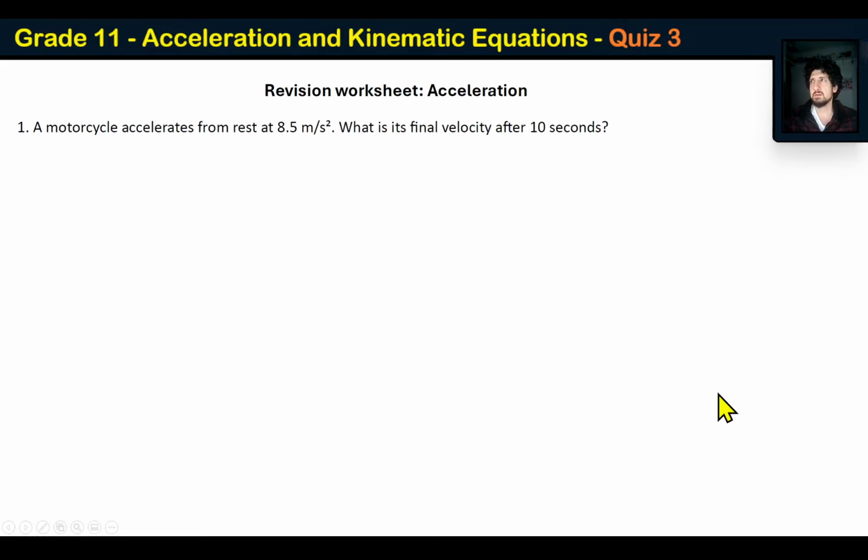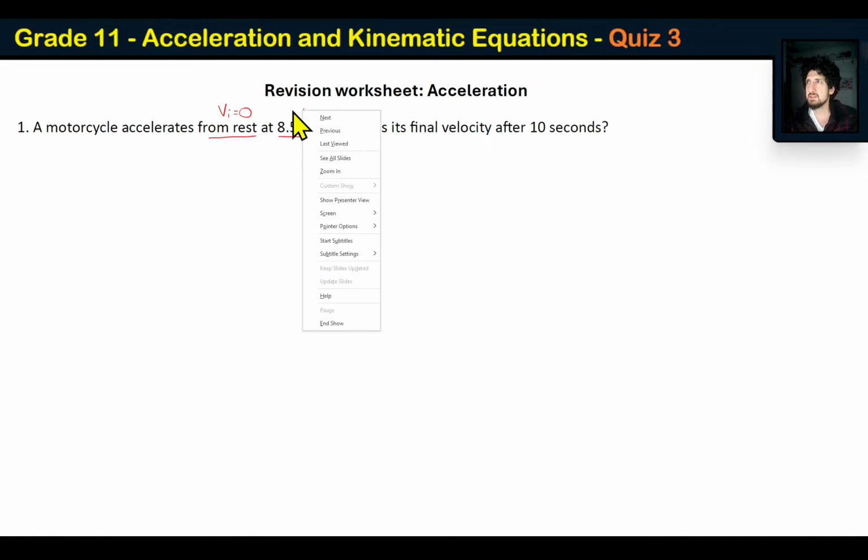A motorcycle accelerates from rest at 8.5 meters per second squared. What is its final velocity after 10 seconds? Always a good idea to read the question twice and make sure that you understand it properly. So here we've got a motorcycle that accelerates from rest. What does that mean, from rest? That actually means VI, the initial velocity, equals 0, and the acceleration is 8.5 meters per second squared.